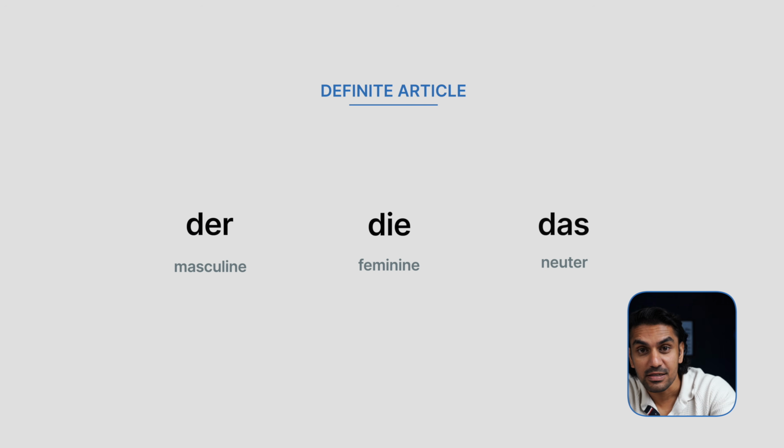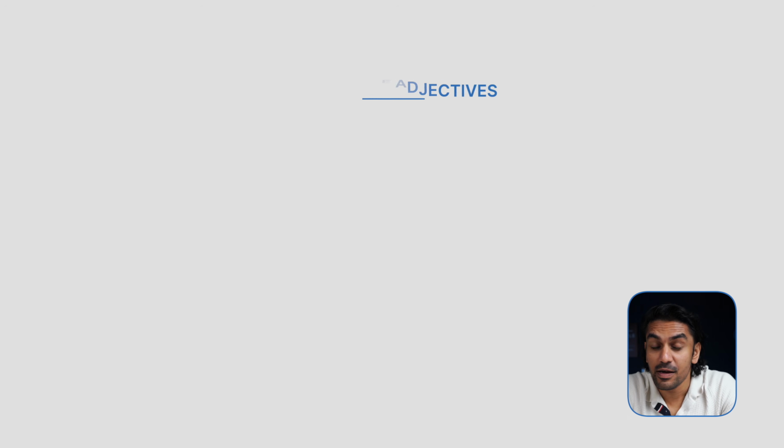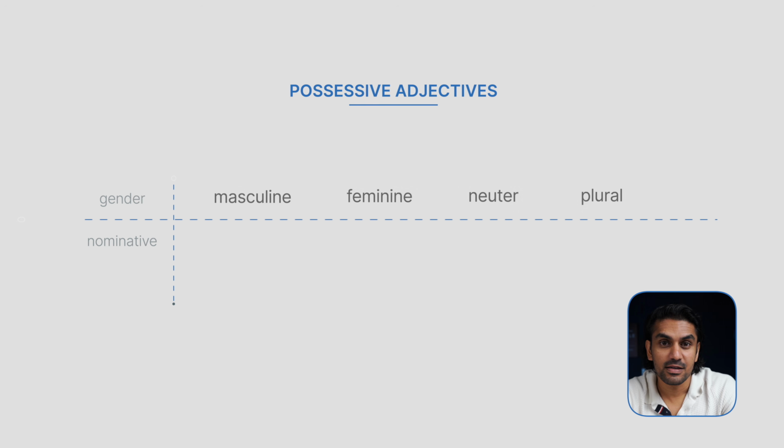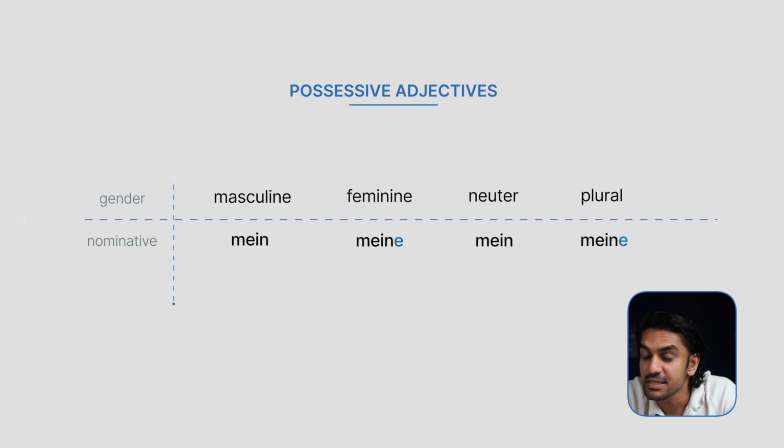But here is where it starts to get a little tricky. Just like the articles der, die, das change with the gender and case of a noun, the possessive words also change their endings. That's why my father and my mother won't both be mein in German. In the nominative case, feminine and plural nouns take an e at the end. So mein becomes meine. And masculine and neuter ones, they just stay as mein.